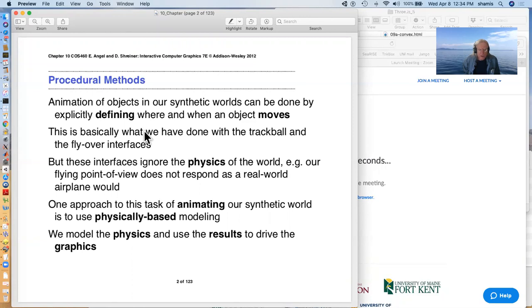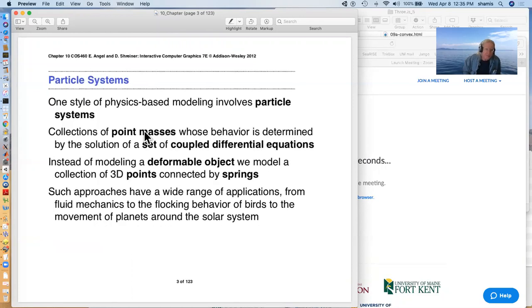But another approach to animating things in the world is to use physics-based modeling. We're going to model the physics, and then we'll use those results to drive the animation, the graphics. One style of physics-based modeling uses particle systems, collections of point masses whose behavior is controlled by differential equations. I'll show you some examples of these.